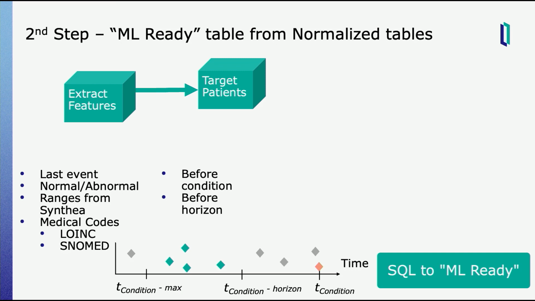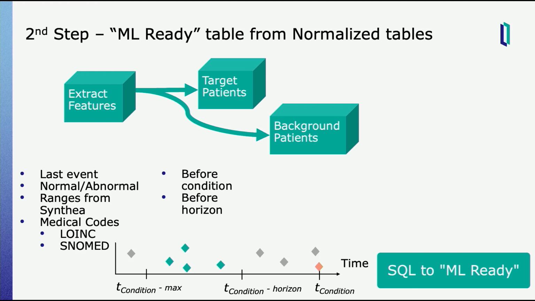So by using this horizon, you gray out, or we just ignore, all that data that happens to the patient in the time leading up to their condition. That makes the machine learning model actually useful. Otherwise, it's just going to cheat and won't be very helpful.